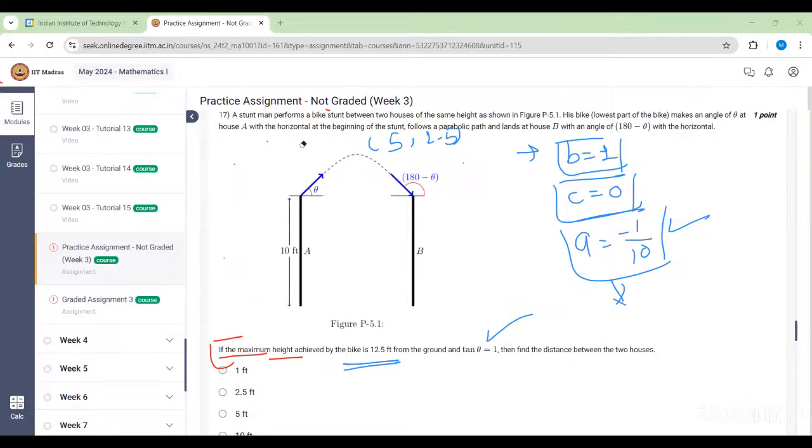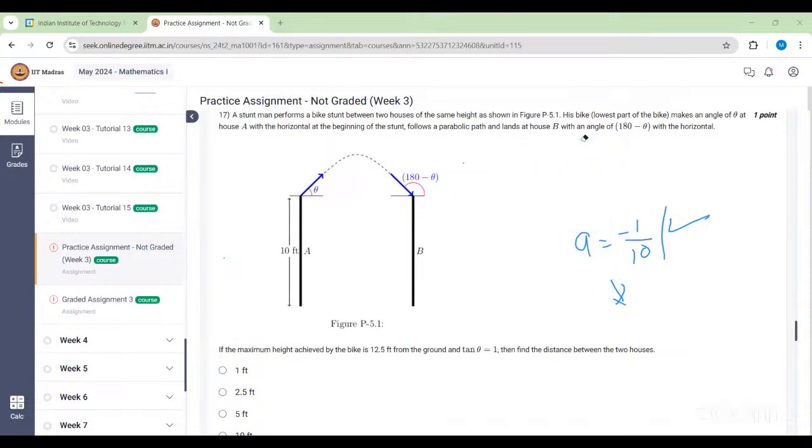Ma'am, could you just say that the slope equals the maximum height achieved with the bike is 12.5 feet from the ground, and tan theta equals 1? Why did you take x equals 0 while calculating the value of b? We take x equals 0 because tan theta is 1 is given to you, and the origin is here, so that's why x equals 0. So when x equals 0, the slope is 1, on that particular point. Okay, ma'am. Thank you.